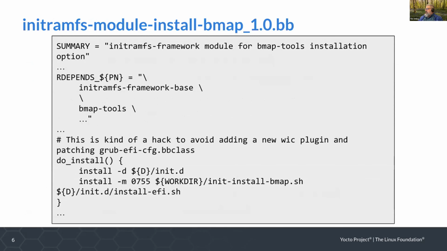So here's the initramfs module. It's basically copied from the one for the EFI installer, but it adds some extra tools, bmaptool especially, as needed. One of the things that I did, I don't remember all the details exactly, but it was just easier to copy the init-install-bmap shell script to the initd as install-efi shell. That just made everything kind of work. So just hijacking as much of the EFI stuff as possible.